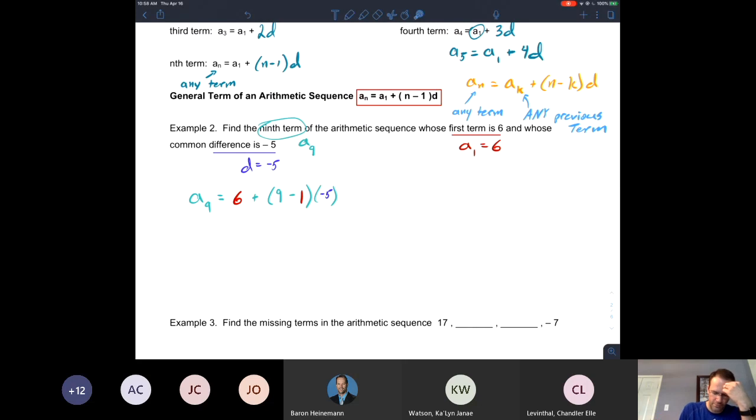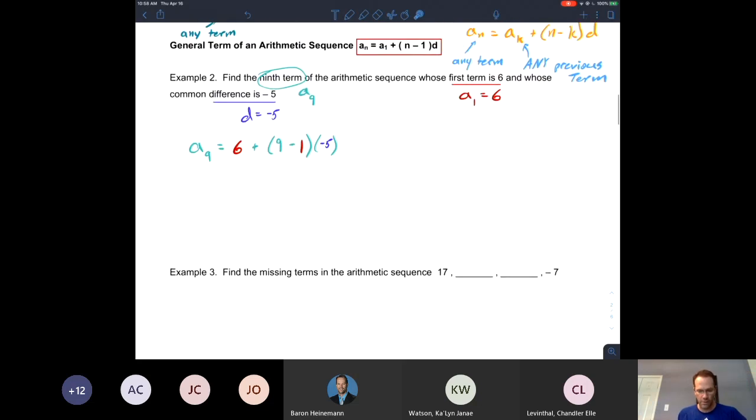I got to multiply the common differences. So it's the first term plus 8 common differences is what we're saying here. If I want the ninth term, I would just take the first term and add 8 common differences to it. So I multiply the common difference times 8. All right. Do that math, and you're going to end up with the ninth term is equal to -34.